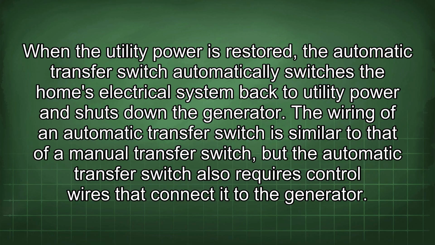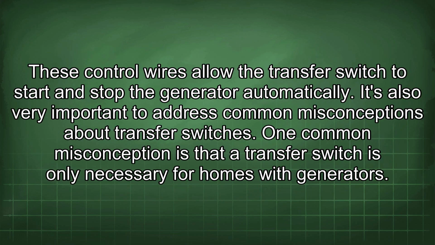The wiring of an automatic transfer switch is similar to that of a manual transfer switch, but the automatic transfer switch also requires control wires that connect it to the generator. These control wires allow the transfer switch to start and stop the generator automatically.